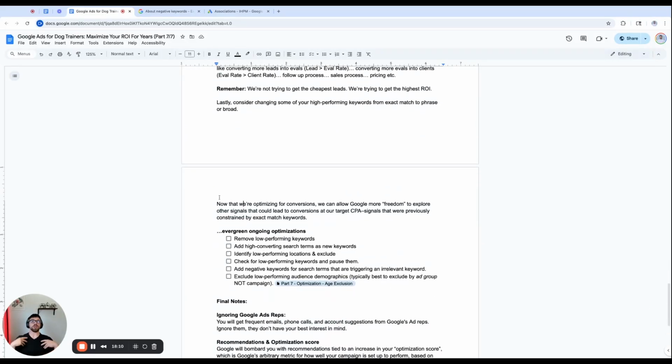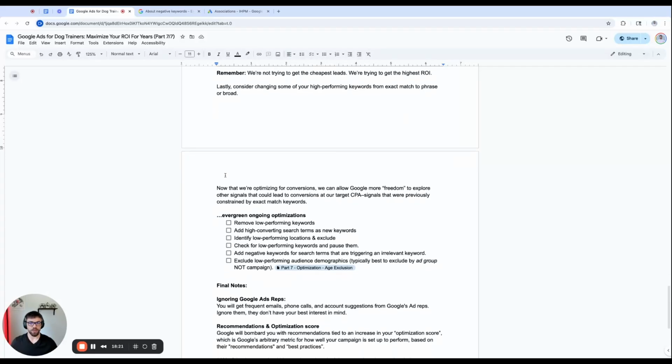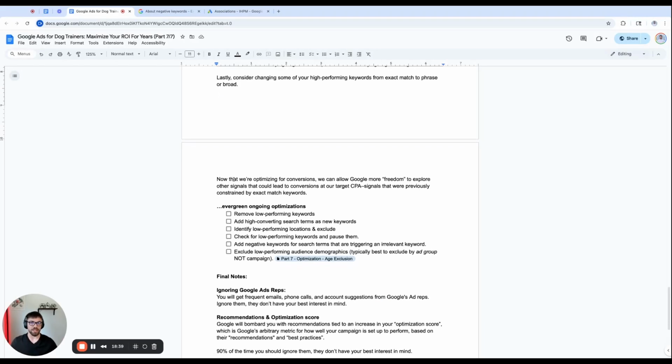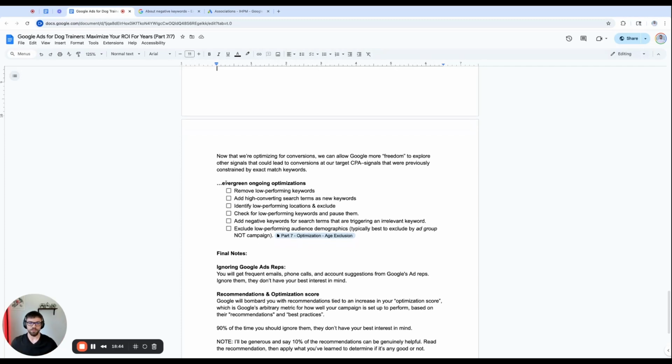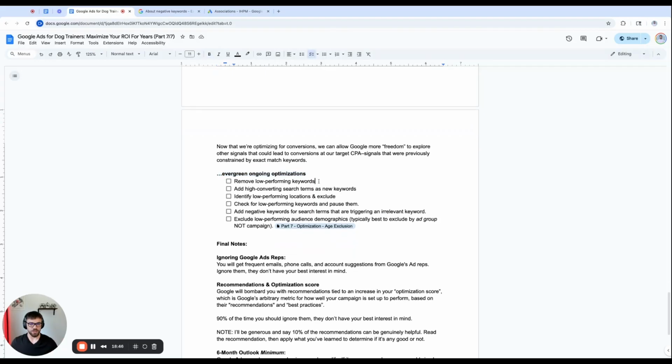Now, let's say you are 3 months in and you have switched your bidding strategy to maximize conversions. You're getting conversions consistently at your target CPA and things are going pretty good. Well, 90 days in, even 60 days in, you're starting to collect a decent amount of data in your account where you can confidently look at the data and say, this is working or this is not working. So now we want to start making some optimizations and basically trimming the fat from our campaign. So, evergreen ongoing optimizations.